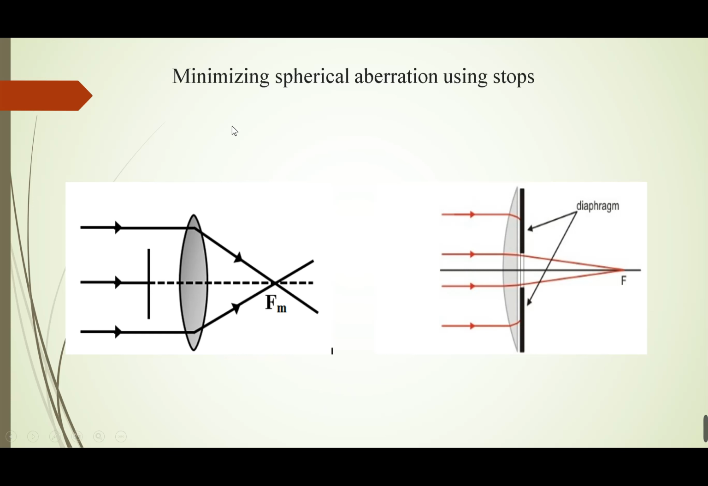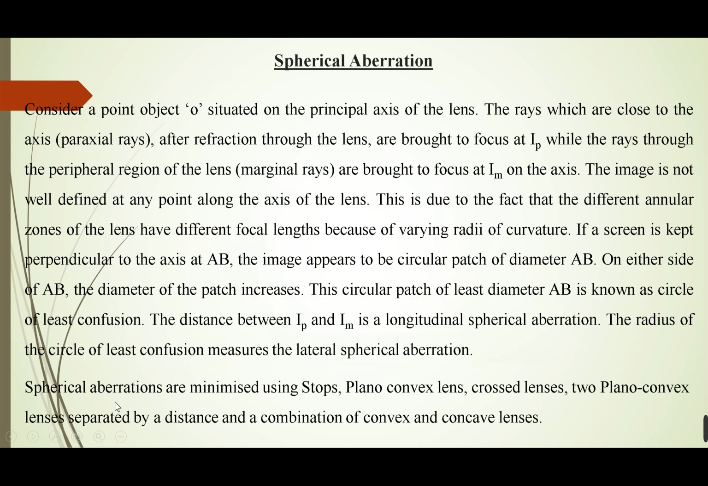So in the case of spherical aberration, I have shown you just one diagram. Like that, we can use the other methods also, as I mentioned in the description here: plano-convex lenses or crossed lenses or a combination of plano-convex lenses separated by a distance, and the combination of convex and concave lenses. This is all about the spherical aberration.